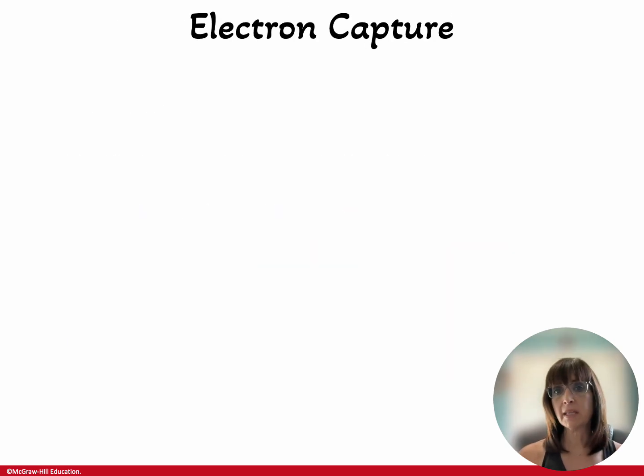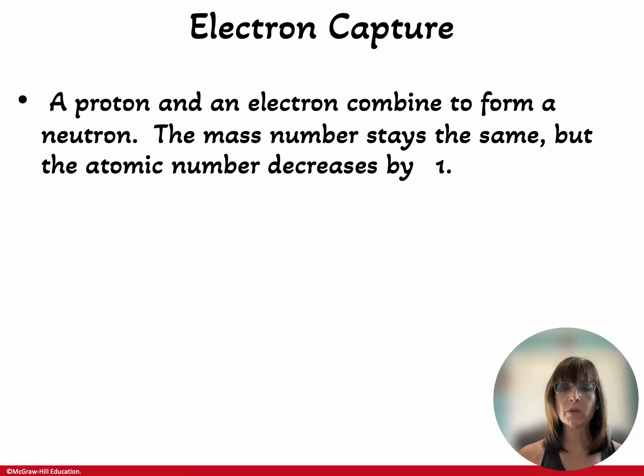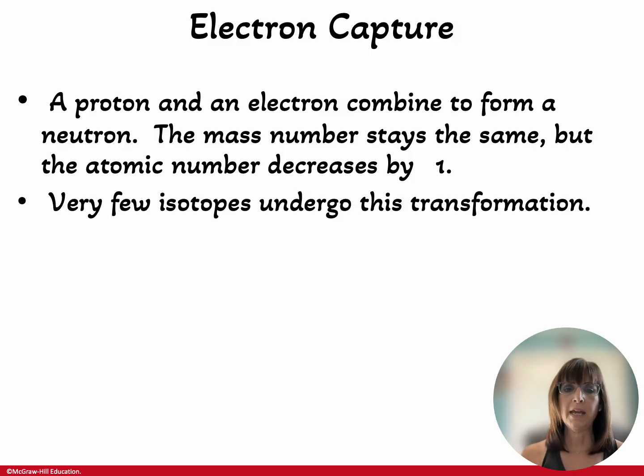Now let's talk about something that doesn't happen very often. It's called an electron capture. This is where a proton and an electron will combine to form a neutron. So the mass number stays the same, but the atomic number is going to go down by 1 because you're going to take a proton out and make it into a neutron. Now the electron actually comes from one of those inner electrons really close to the nucleus, probably from the 1s orbital. And very, very few isotopes undergo this transformation.